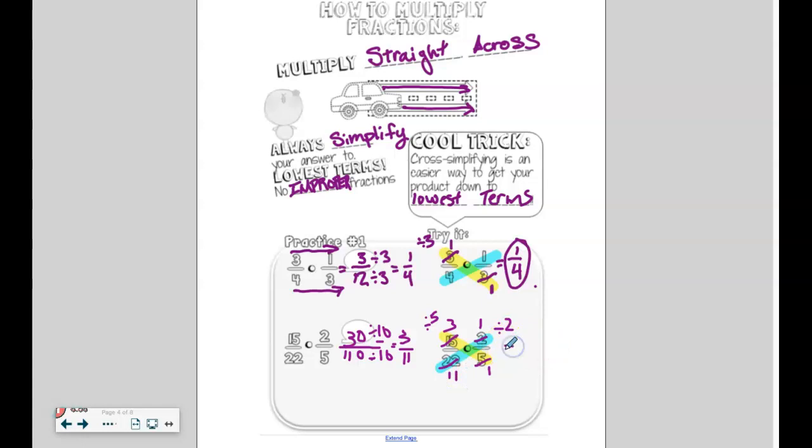So now we multiply across. We take 3 times 1 is 3. 11 times 1 is 11. So we get the same answer of 3/11, but they were a little bit easier numbers to work with when we cross simplify.